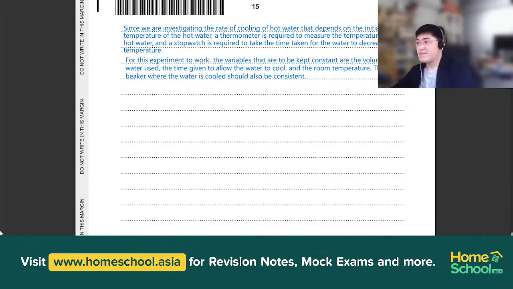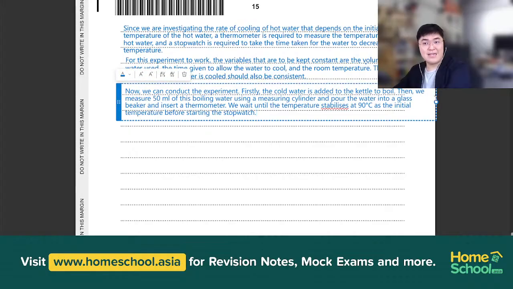So basically, this is how we do it. The first step: once we have identified the additional things we need, we can now start the experiment.